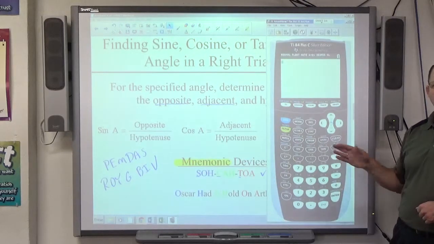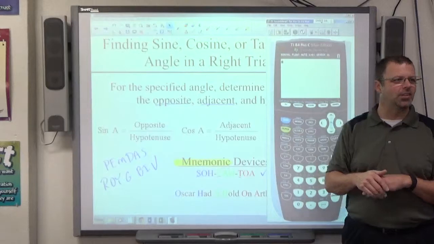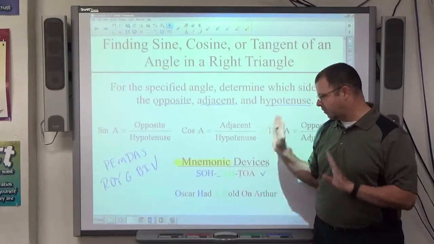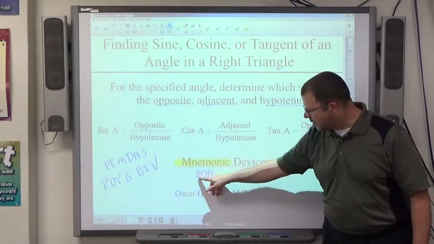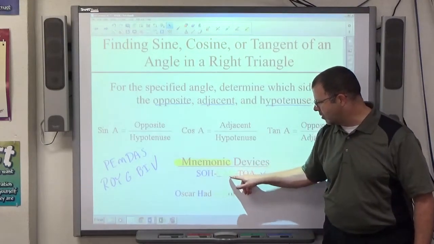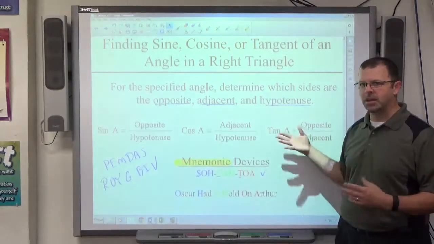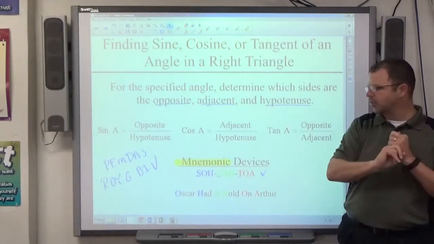Every calculator that I've ever seen in my life has sine, cosine, tangent in that order. There's one where you hit a trig button that brings them up, but they still go in the order sine, cosine, tangent. So S, C, and T are easy enough, but it's OH, AH, TOA. Sine is opposite over hypotenuse, cosine is adjacent over hypotenuse, tangent is opposite over adjacent. That's all it is.